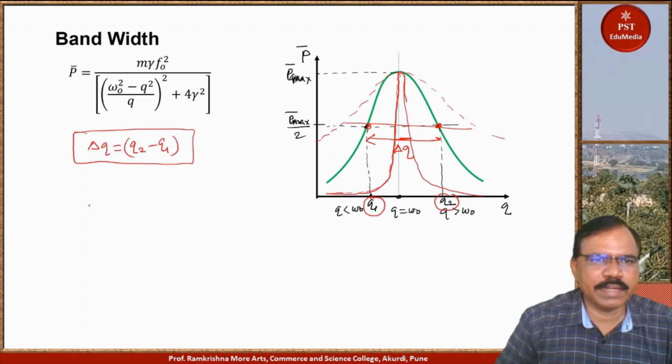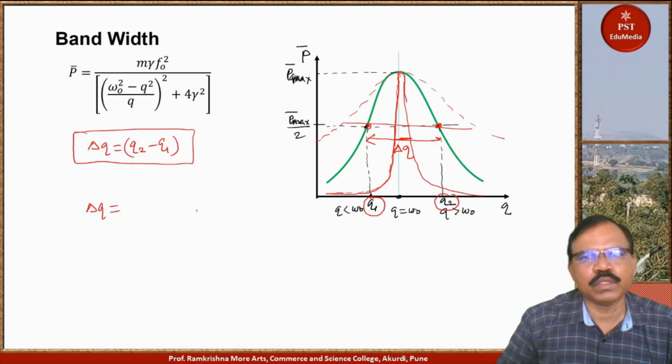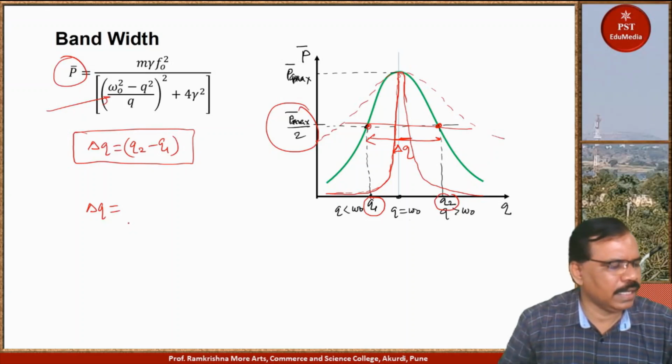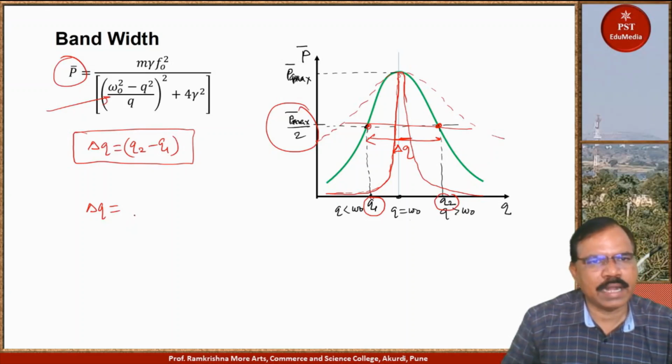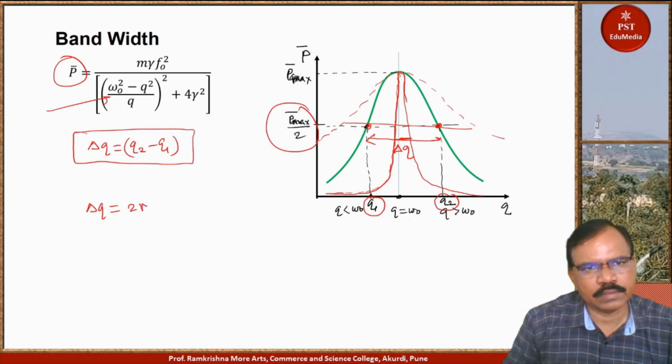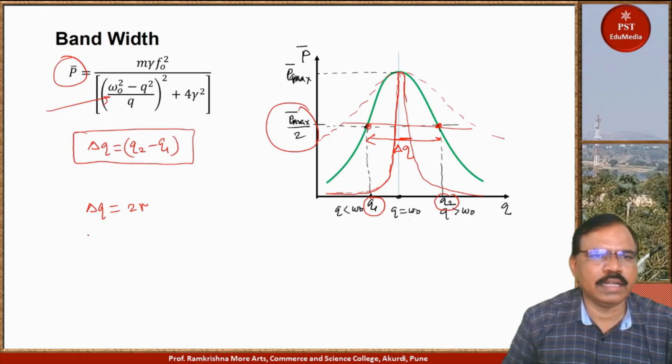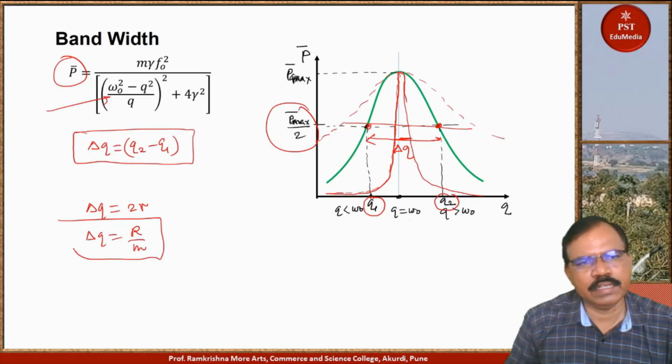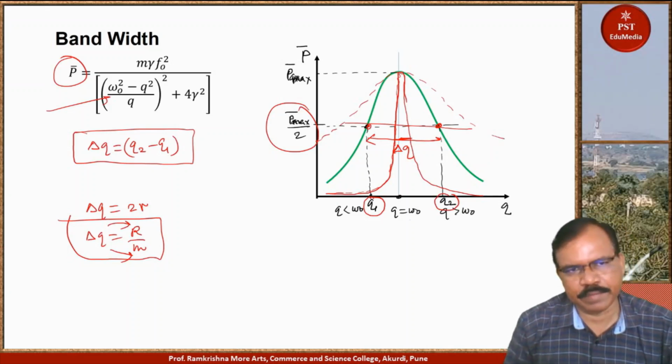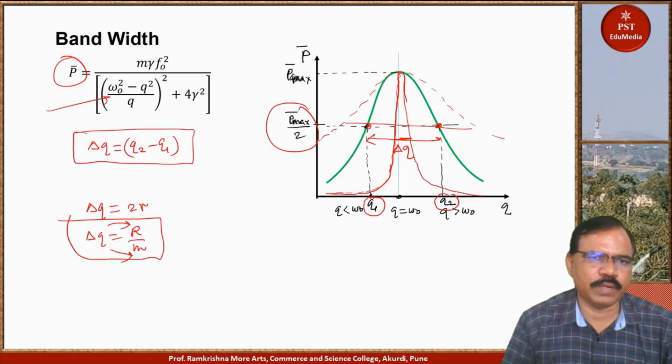Now you can find the value of bandwidth delta Q. Here at P max upon 2, let us take Q equal to Q1 and take power as half of the maximum value. You will get delta Q, that is bandwidth. Bandwidth is equal to 2 gamma, or delta Q is equal to R upon M. So bandwidth is inversely proportional to mass and directly proportional to damping. When damping is more, bandwidth is more. When damping is less, bandwidth is less.